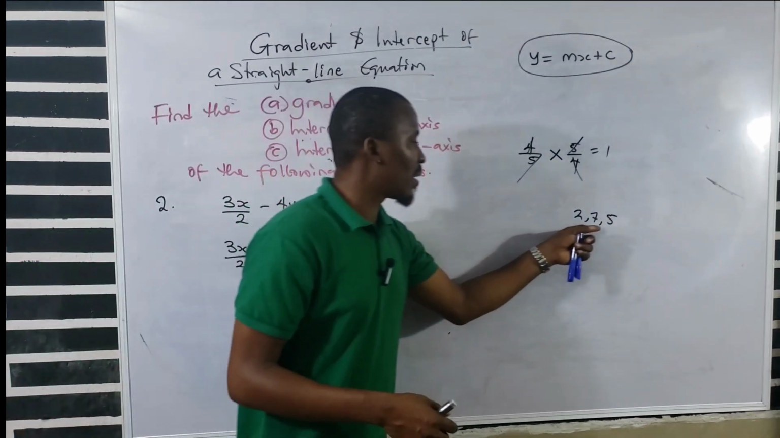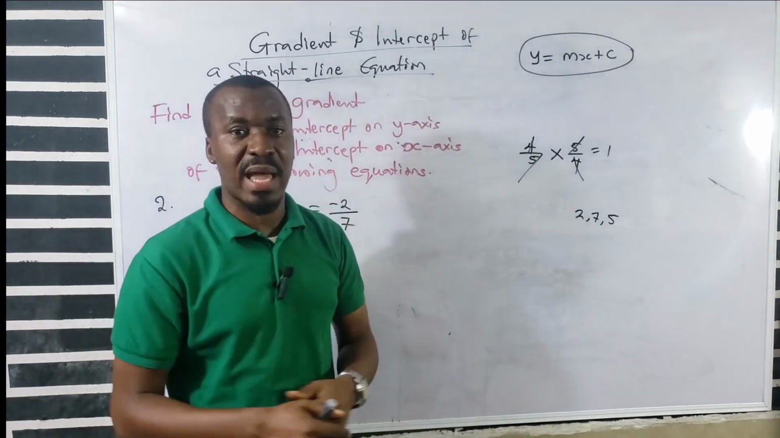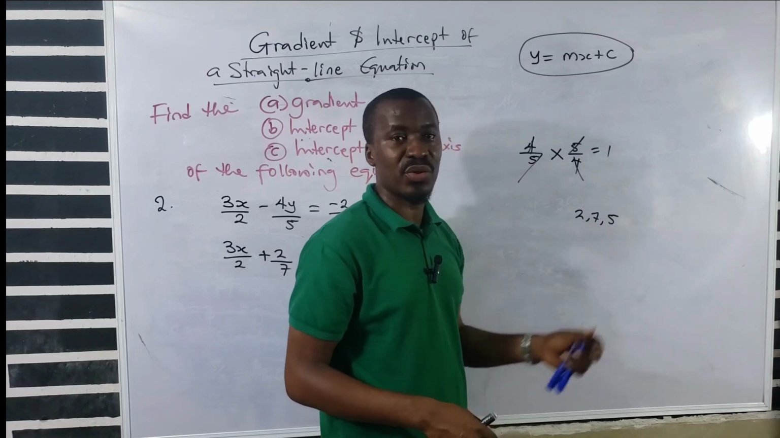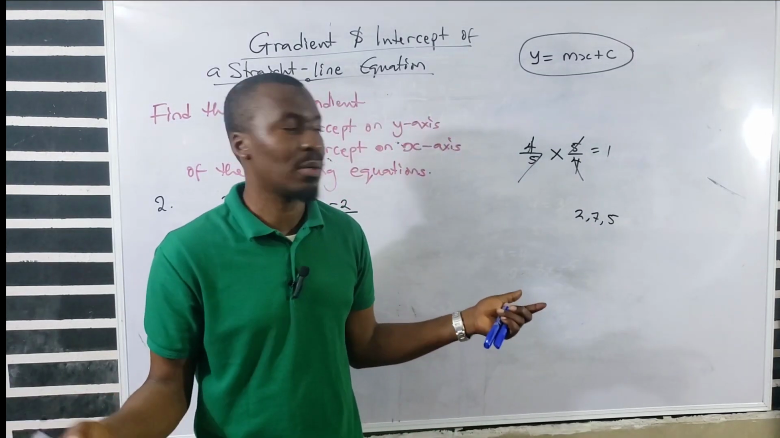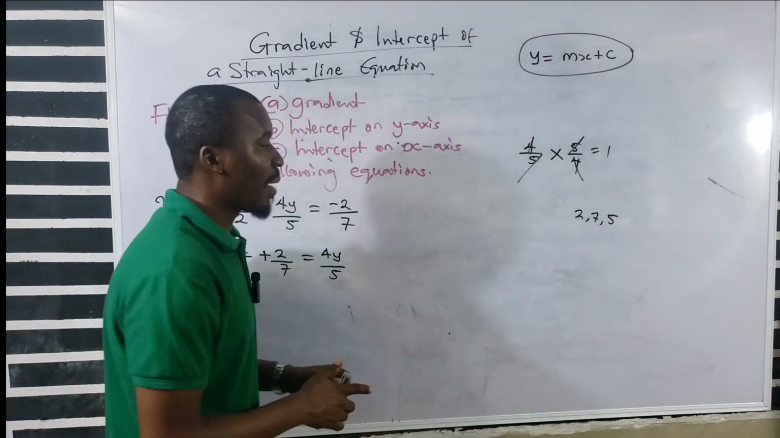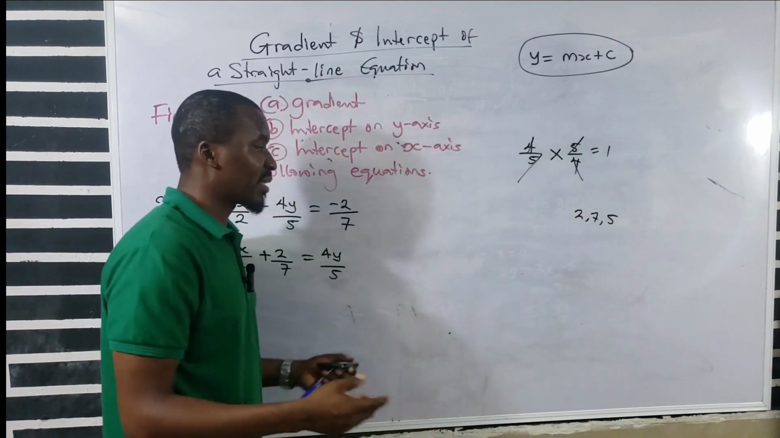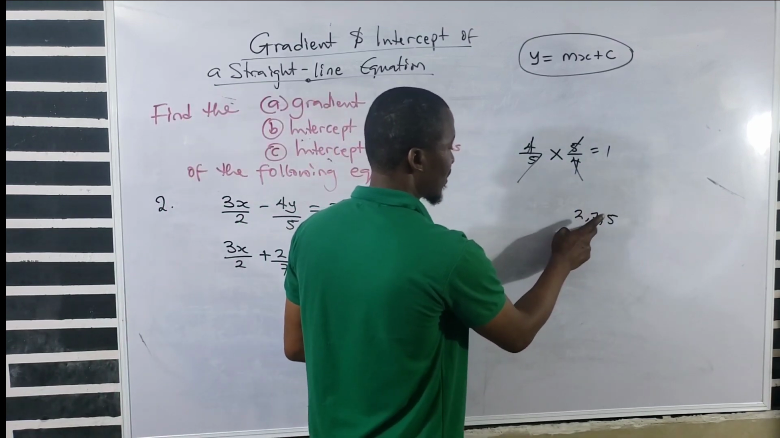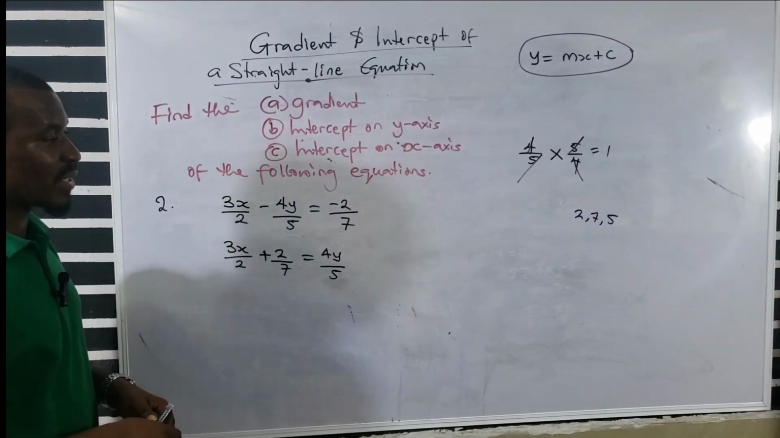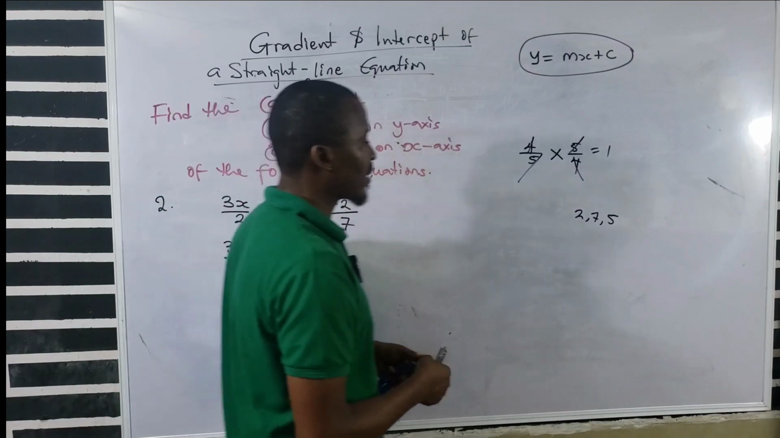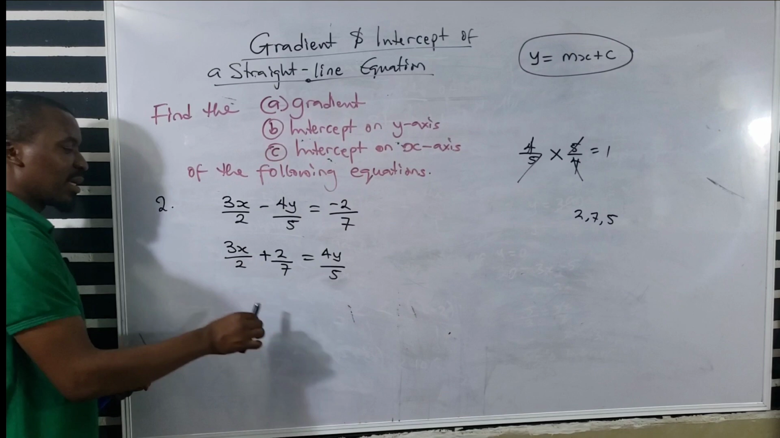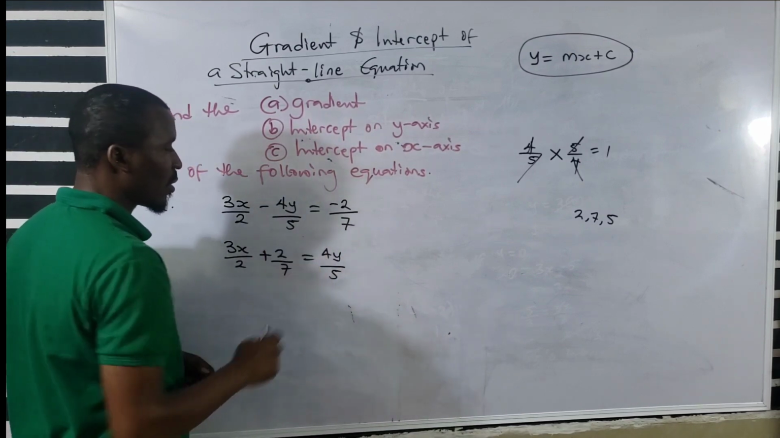In one of the videos I have there, I showed you that when you have the LCM of numbers that do not have any common factor, all you need to do is multiply the numbers. So I don't need to start thinking about how I am going to get the LCM. Since there's no common factor, 2 times 7 is my LCM, which is 14. 14 times 5 is 70. So I'm going to use 70 to multiply this, this, and this.